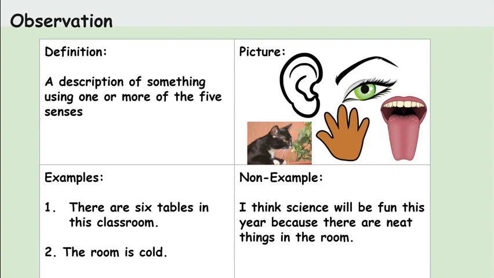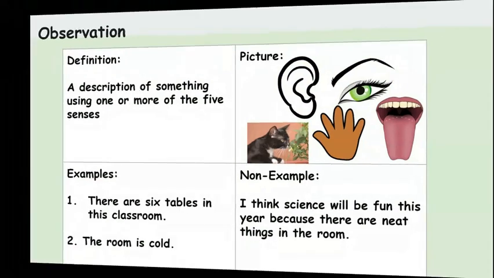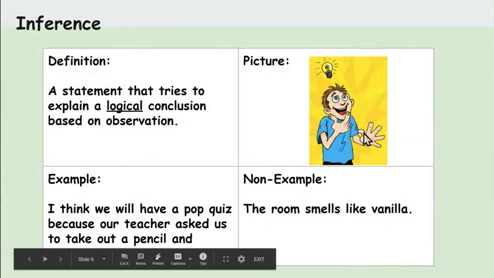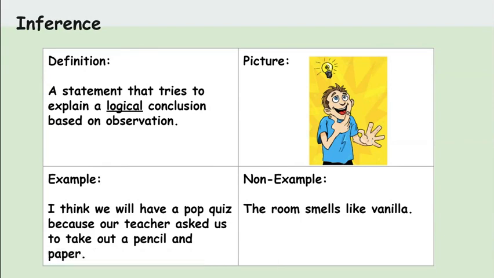As soon as we add something like "I think," "I predict," or "because," it becomes something called an inference, and this is your second word. By definition, an inference is a statement that tries to explain a logical conclusion based on an observation. So if you look at our picture here, we have someone thinking and they've got that light bulb going off. They just think that they came up with a solution or conclusion based on something they saw.